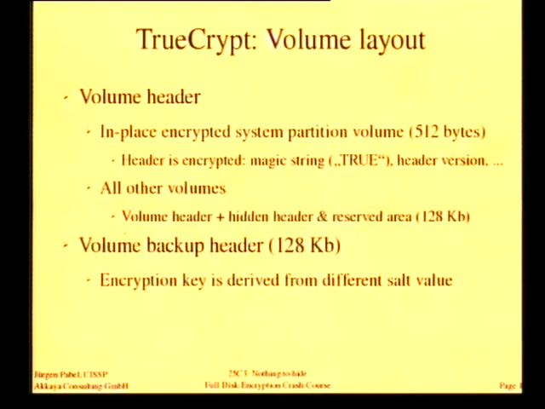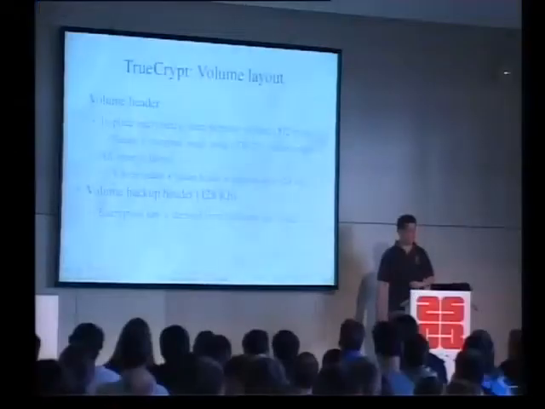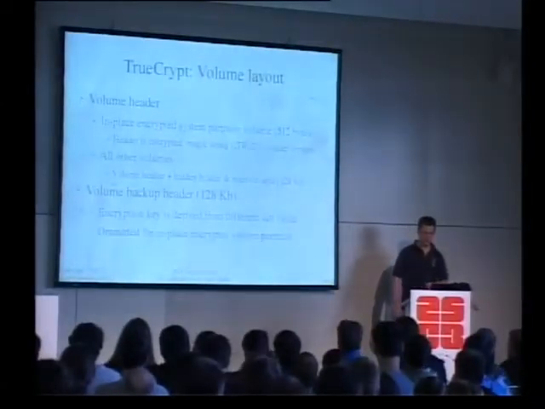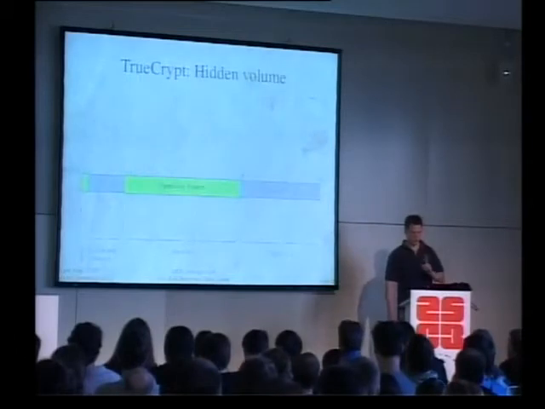The interesting part here is that the encryption key for this backup header is derived from a different salt. So if there's something wrong with the front end, the first sector, then you can always go back to the backup header and use it. Again, omitted for in-place encryption.